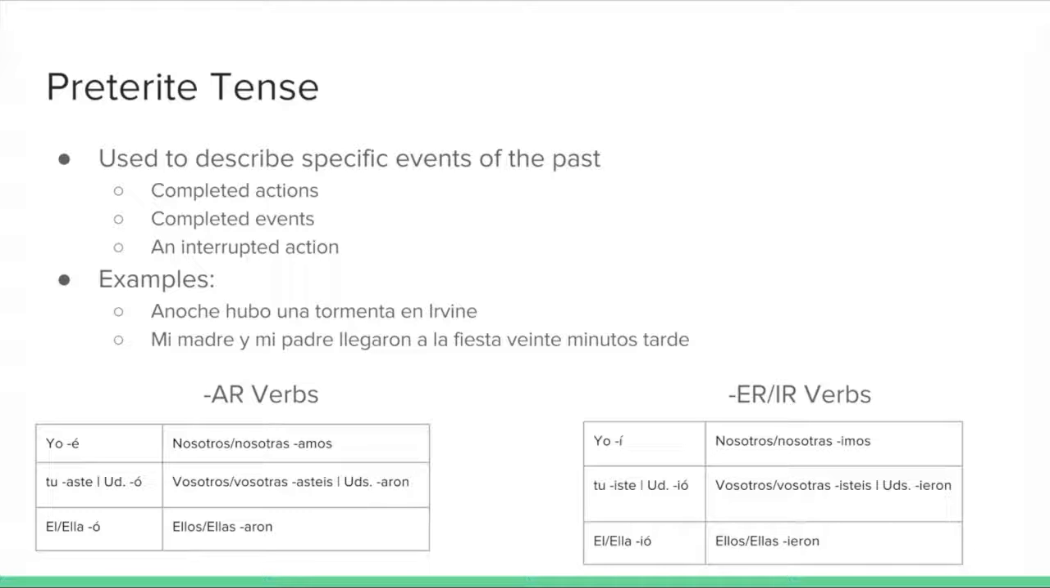The AR conjugations are yo -é, tú -aste, usted -ó, él/ella -ó, nosotros -amos, vosotros/vosotras -asteis, ustedes -aron, and ellos/ellas -aron. And the IR verb conjugations are yo -í, tú -iste, usted -ió, él/ella -ió, nosotros -imos, vosotros/vosotras -isteis, ustedes -ieron, and ellos/ellas -ieron.